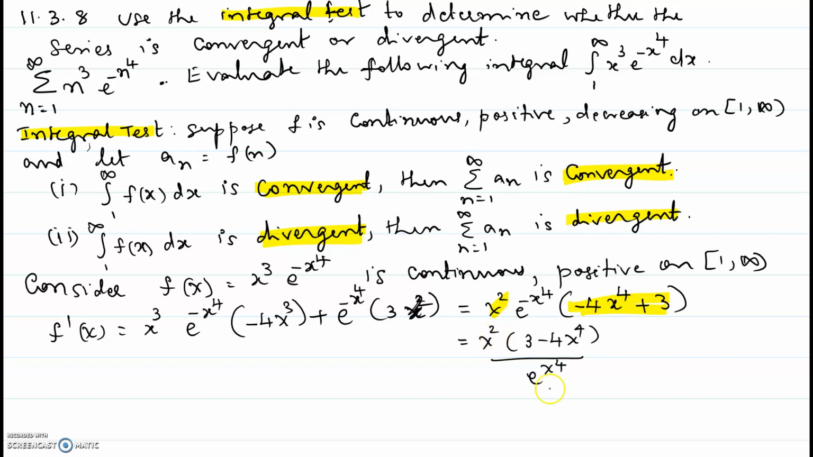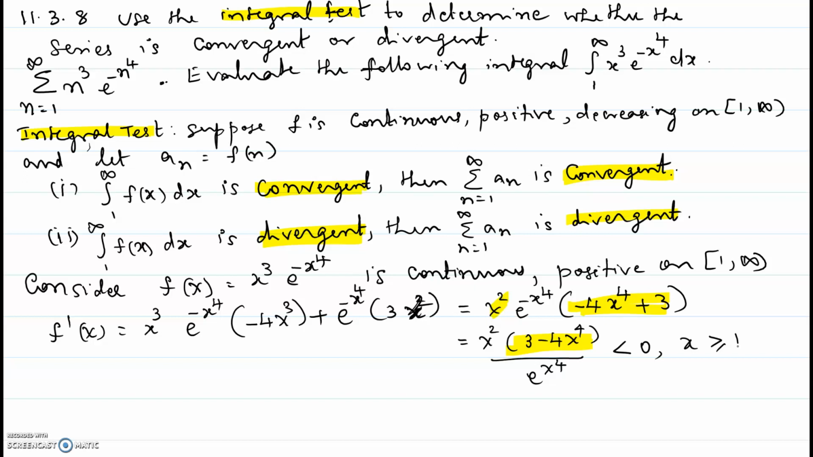So x squared is always positive, e to the x to the power of 4 is always positive. So the sign of f prime of x depends only on the sign of the expression in the parentheses, 3 minus 4x to the power of 4, which obviously is less than 0 whenever x exceeds 1. Even if you plug in x equal to 1, it is 3 minus 4, which is negative. So it is less than 0 whenever x is greater than or equal to 1.